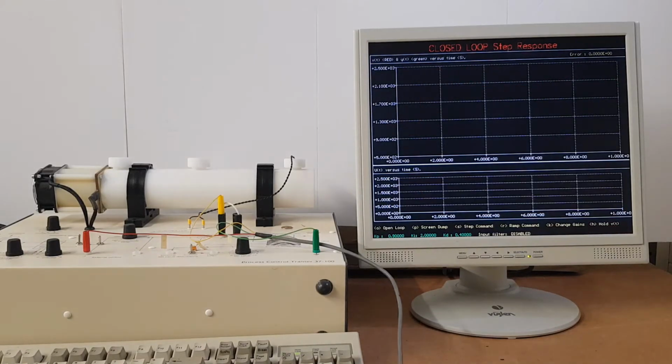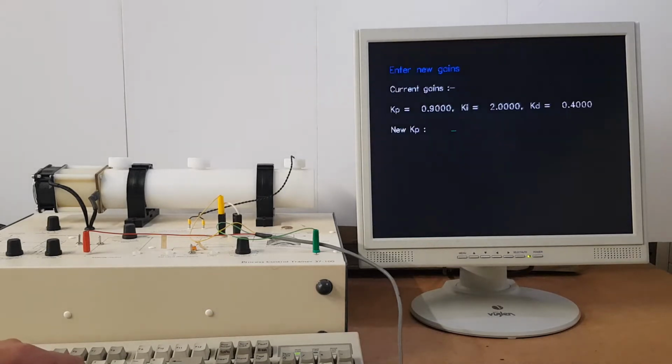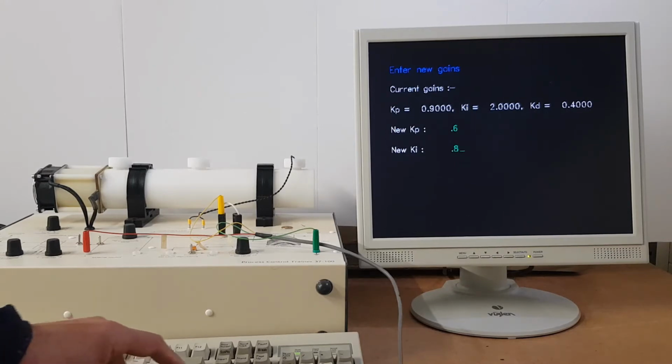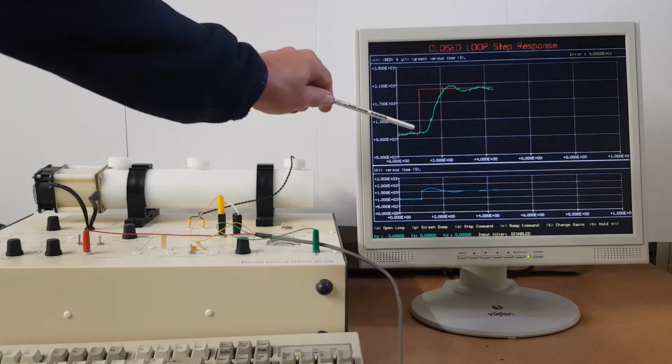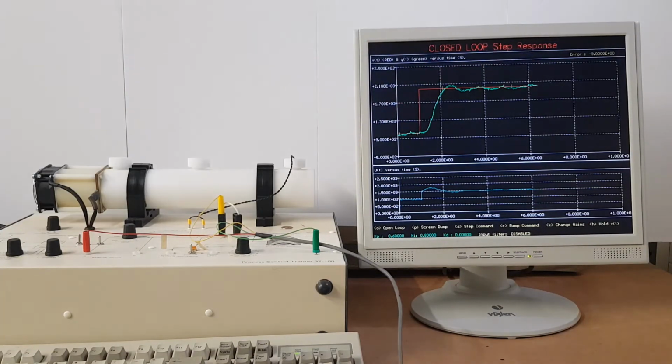So let's see what we might think of as a nice response. If I chose, for instance, 0.6, 0.8 and 0, that's a proportional plus integral controller, and hopefully this is looking like quite a nice response now. So this is a good, what we might call, PI control system design. That shows you a good one.